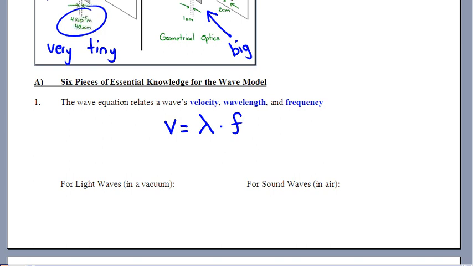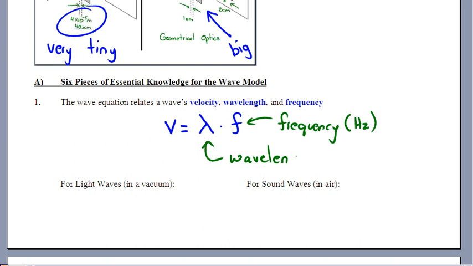And so let's highlight those various items here. F is the frequency. That's how many cycles it'll do per second. We just measure that in hertz. 1 hertz is 1 cycle per second. This lambda, this Greek letter, is the wavelength. We're going to measure that in meters typically. And then our velocity, how fast the wave travels through the medium, that'll be in meters per second.